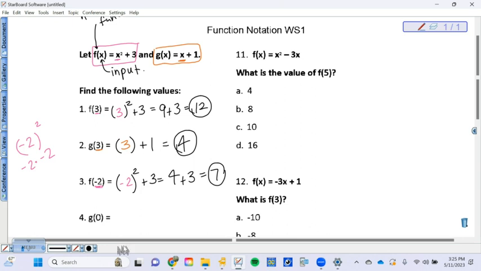Okay, number 4, g of 0. I look at my function g, and I plug in 0 for x. So that's just 0 plus 1, which is 1.